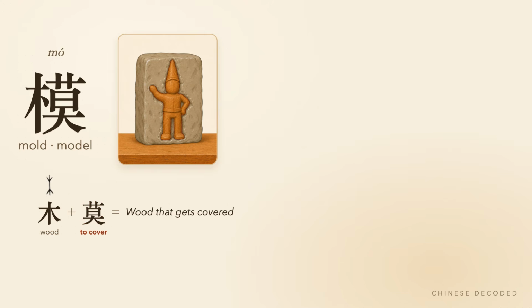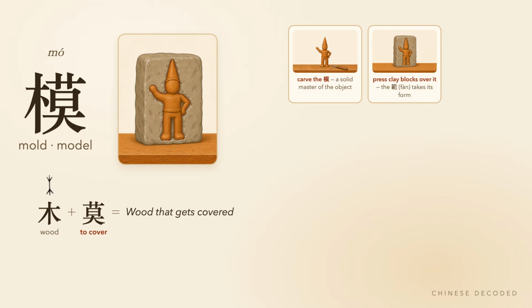To see why, watch how ancient bronze casting worked. First, carve a mo, a solid master, usually of wood, in the shape of the intended object. Then press a thick block of soft clay onto each side of the mo, covering it, the clay taking the shape of the mo. This clay covering has a name of its own, the fan. Remove the fan, close them into a hollow mold, and pour in the bronze. The cast comes out in the shape of the mo.